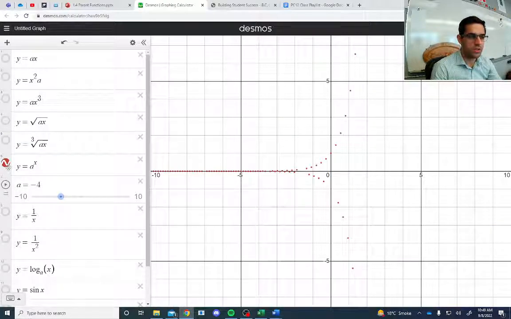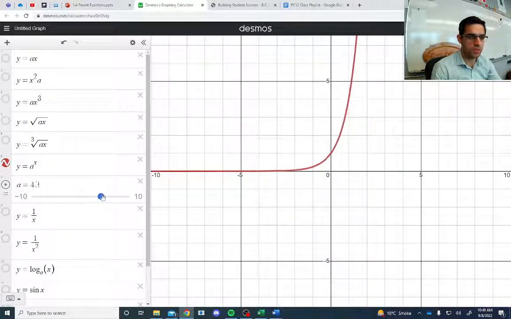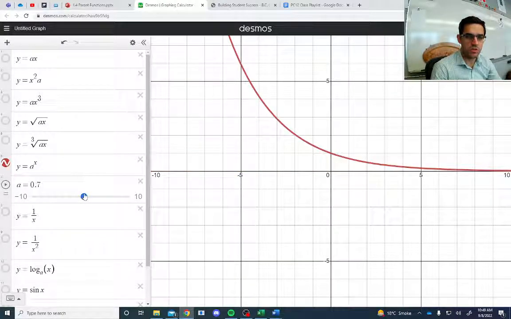Do an exponential. We'll do a unit on exponential. Exponentials only work with positive a values, so we'll keep it in the positive. Here's what it looks like.